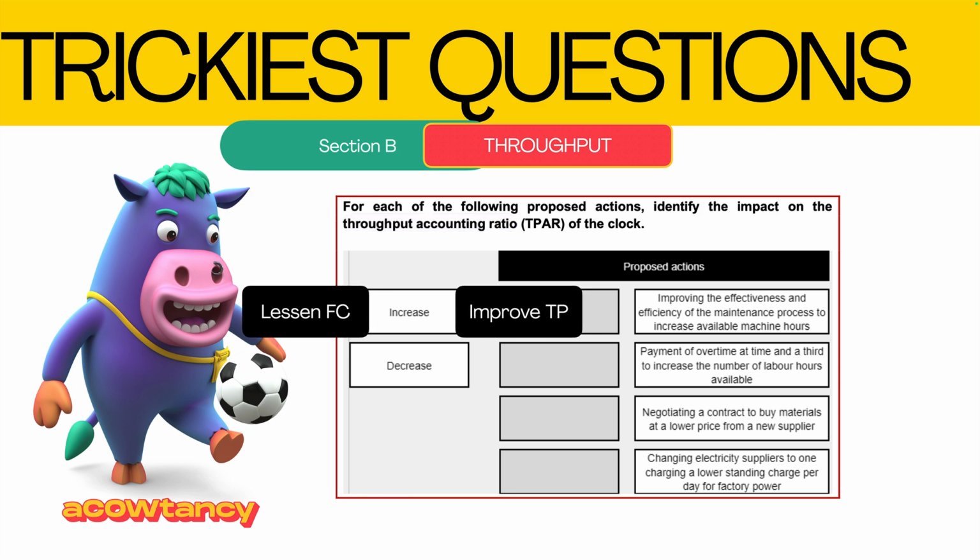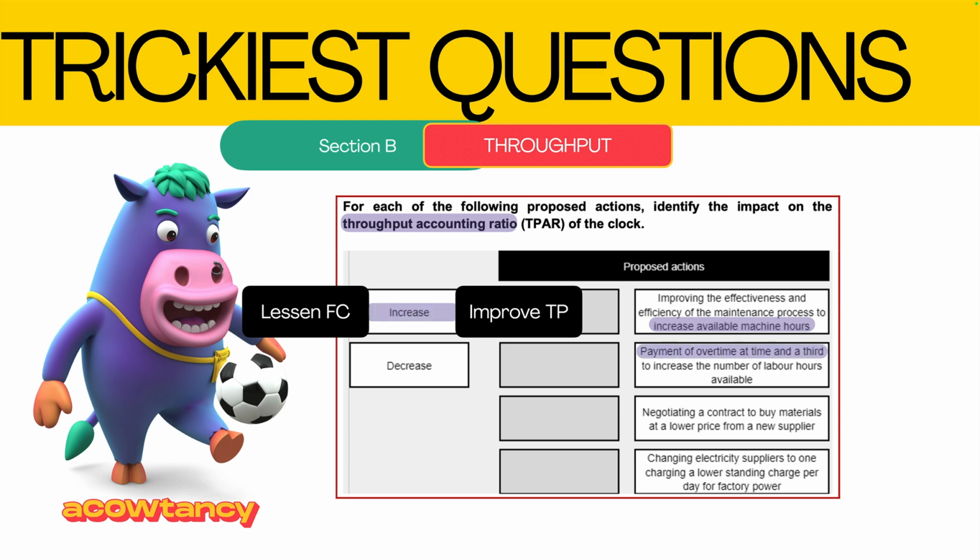Now, the first question here I think is quite tricky. If you increase the machine hours, well, it has no effect on your throughput per hour, because your throughput per hour is per hour, regardless of how many machine hours there are. But you might think, well, that applies to the factory costs per hour as well. But it doesn't. The factory costs are deemed to be fixed. So they're spread over the number of hours. So if you increase the number of hours, you lessen your factory cost per hour. So that would be an increase. That was tricky, I think.